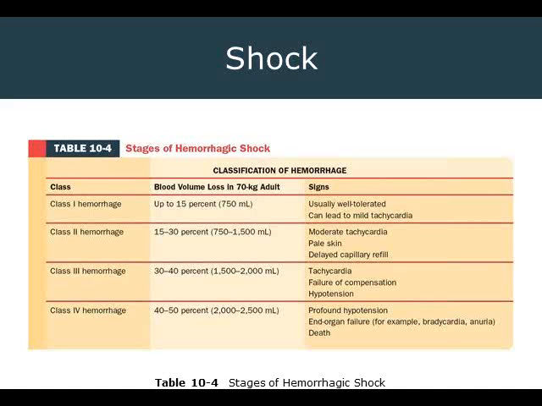And then there's a class 4 hemorrhage. They've lost 40 to 50% of their blood volume. They have profound hypotension. They have end organ failure. Probably have gone now into bradycardia. They probably have bradypnea. Anuria that they list there, they're not producing urine. Not something we're going to probably know in the field, but we'll definitely know bradycardia and bradypnea, and it's most likely going to lead to death.